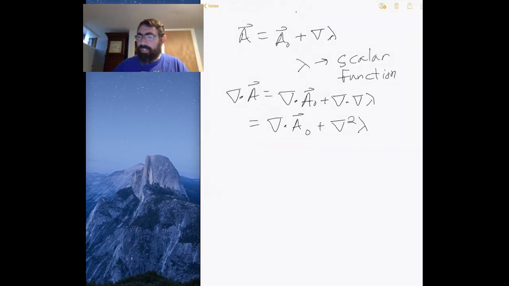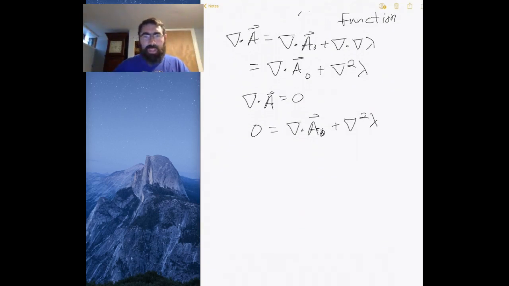And let's say that the divergence of my magnetic potential is 0. That means that the divergence of my initial magnetic potential, A0, plus the Laplacian of the scalar function is going to be equal to 0, which means that the Laplacian of my scalar function is equal to the negative of the divergence of my initial magnetic potential.